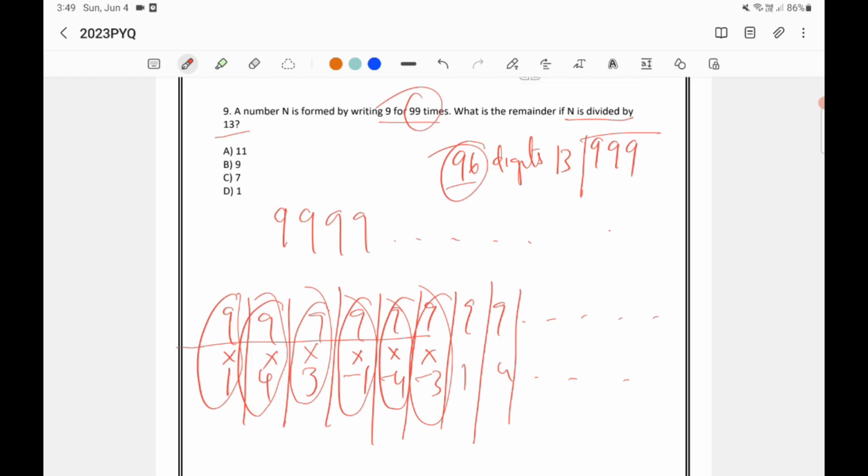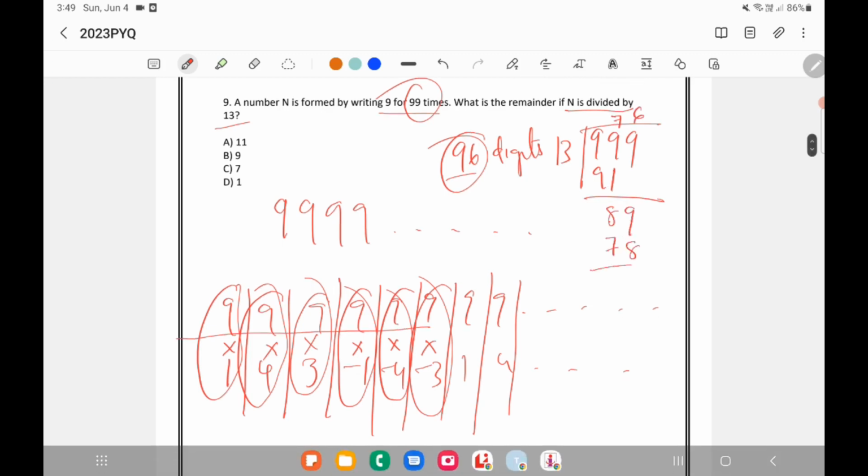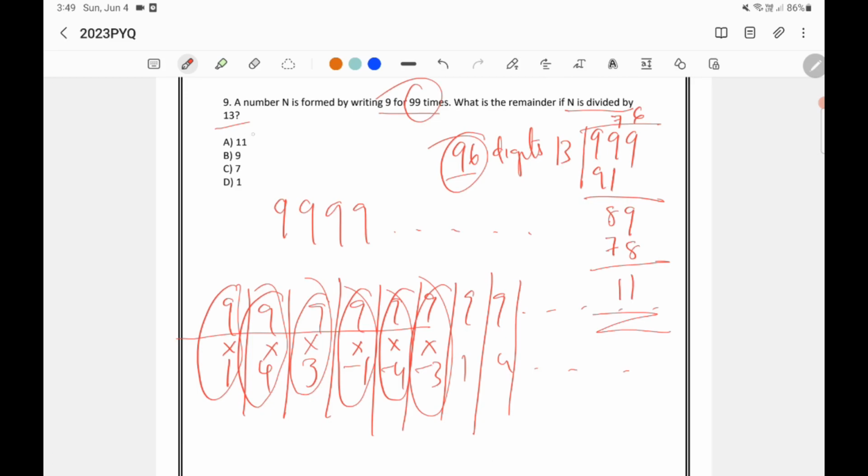So here what will come? Just do this. 7 into 13 is 91. Then this is 89. 6 into 13 is 78. So you will get the remainder as 11. So option A is the right answer.